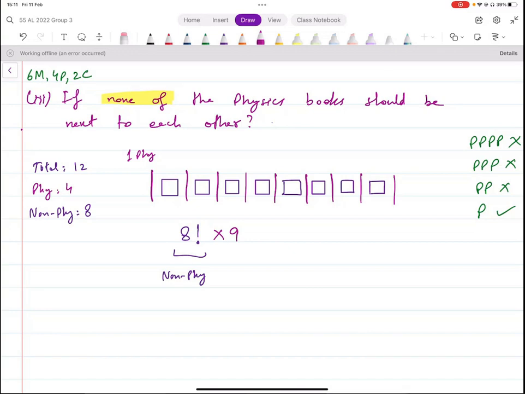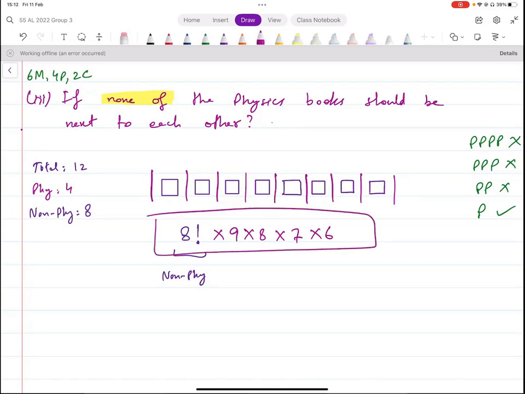Okay? Now once we have placed that one physics book already, what about the second book? For the next book, how many options are there? We've got 8 options left for that. And then the third one, we've got 7 options left. And then the fourth one, we've got 6 options left. And that's the number of arrangements that you have in this case. This is what will separate all the physics books.